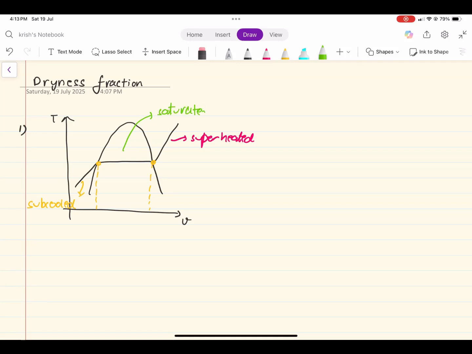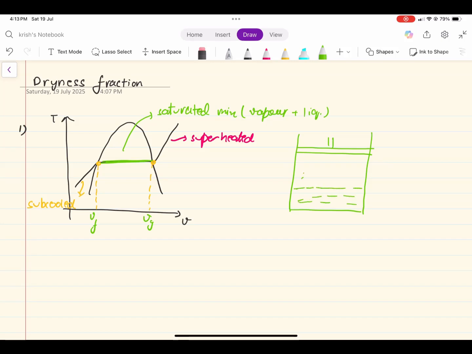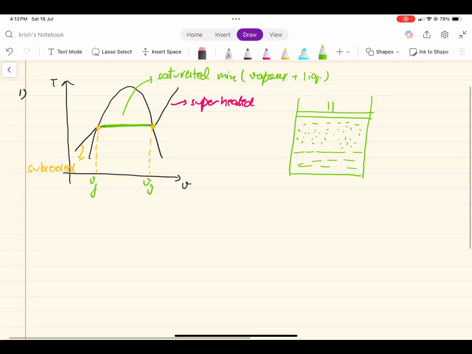Saturated mixture. That means our vapor and liquid exist simultaneously, and this point was Vf and this point was Vg. That is, when the substance is anywhere over here, the situation in our diagram, recall from the previous lecture, looks something like this. So now our problem is, how do we determine how much of this is vapor and how much of this is liquid? How do we know?